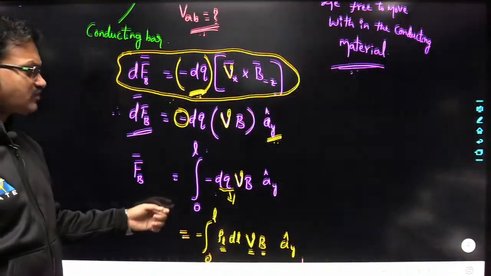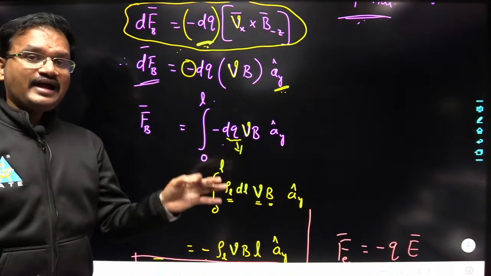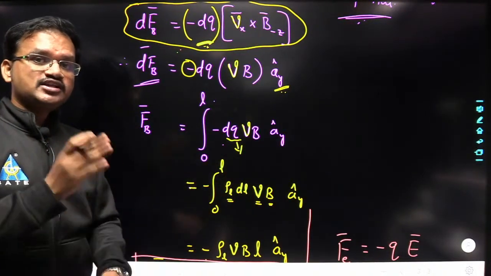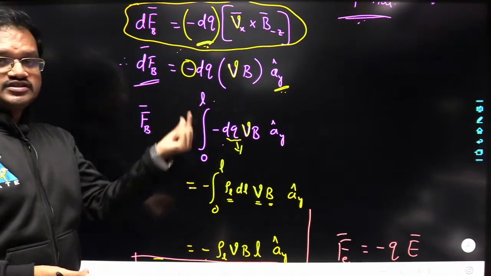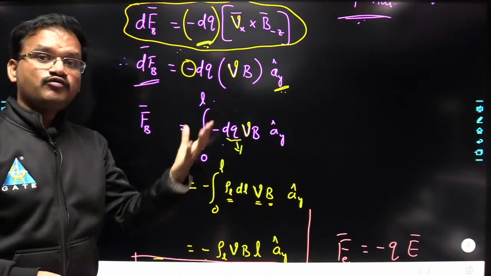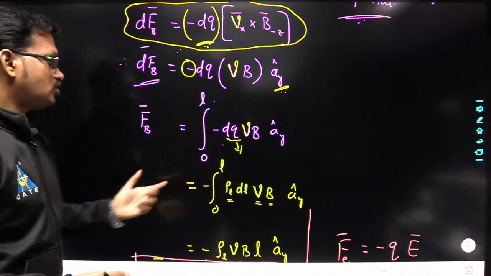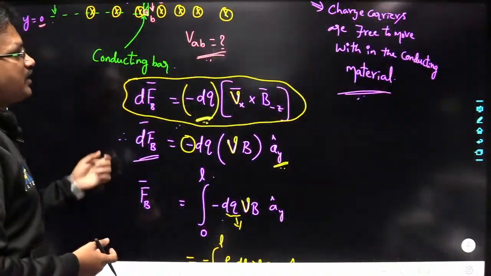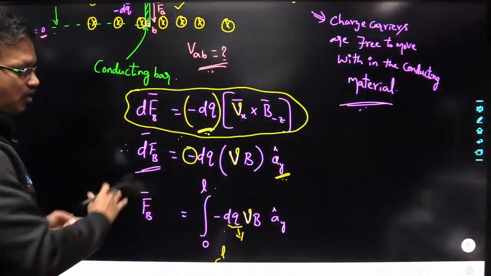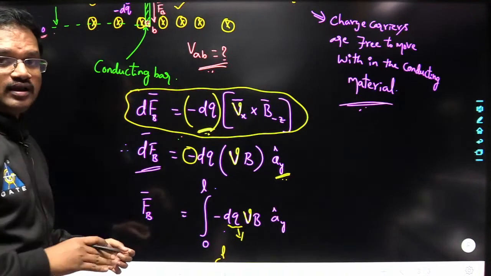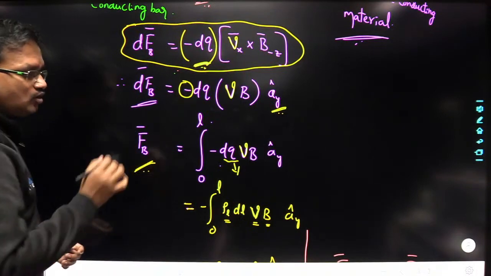Now next, what have we done here? If you want to determine the total force acting on the total negative charge that is present within the conducting material, we have considered the force acting on the small differential charge. Now we are trying to determine the force acting on the total charge within the conducting material. Understood? Okay. So what I have to do here, if you want to determine the force on the negative charge carriers within the conducting material, is integrate along the length. Yes or no? So if you integrate along the length, you are going to get the total magnetic force.